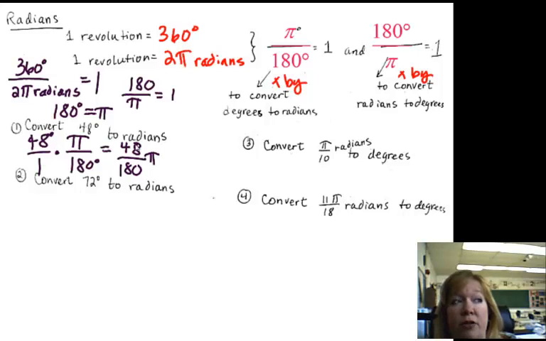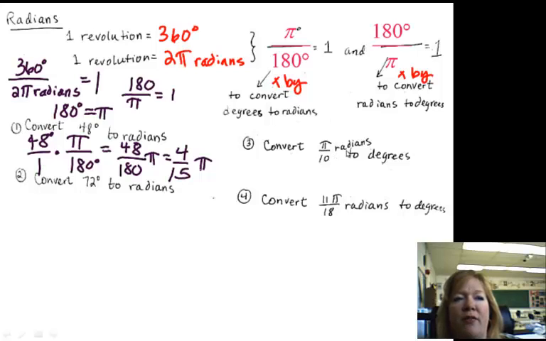What you need to do next is put that fraction in simplest form. So if you simplify it, you end up with 4/15 pi radians. That's your answer, 4 over 15. Both of those can be divided by 12. There's a way to do it on your graphing calculator. I'll show you tomorrow. Convert pi over 10 radians to degrees.